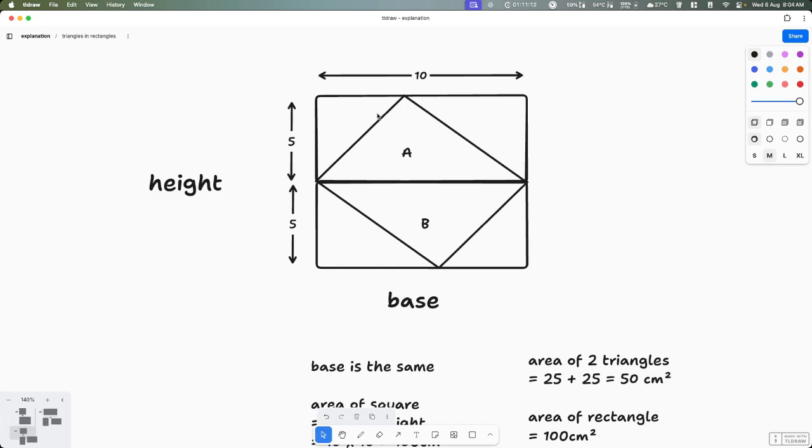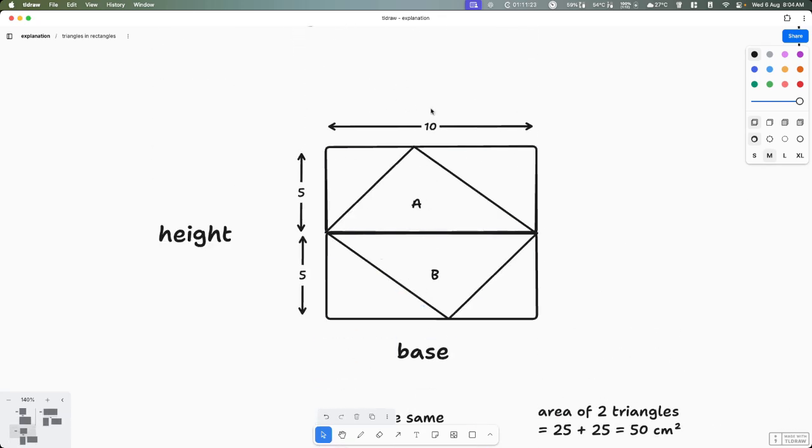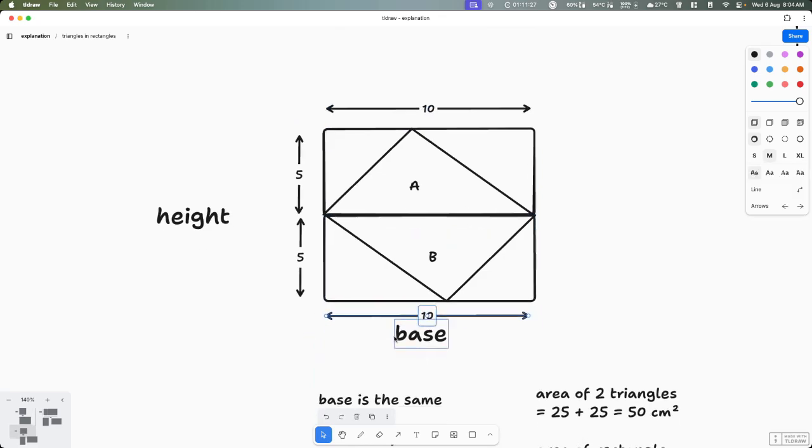So let's put the example over here. Let's imagine that there are two equal rectangles and triangles that look roughly equal. The base is the same, just 10 centimeters in this case, and the height is also 5 and 5.